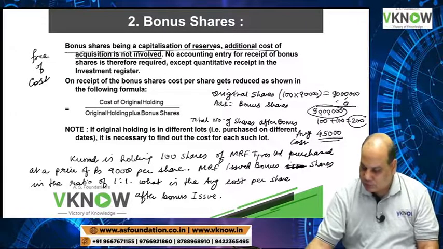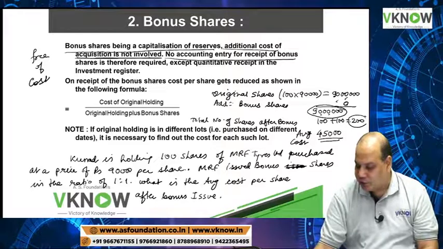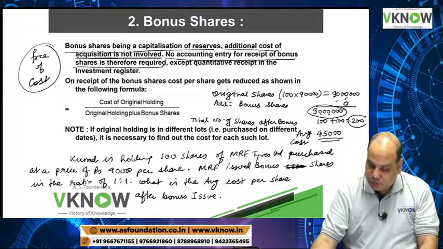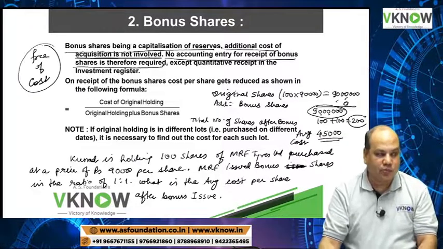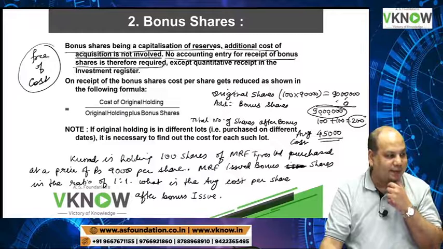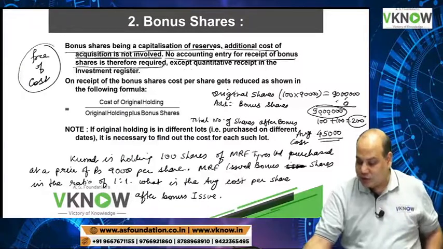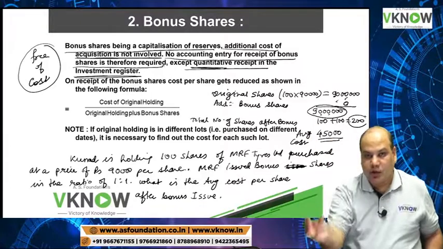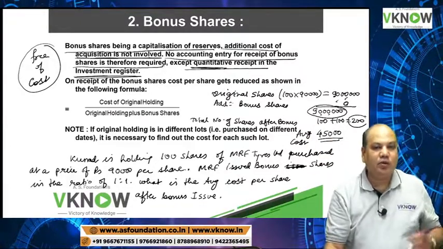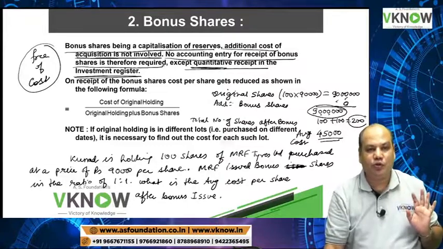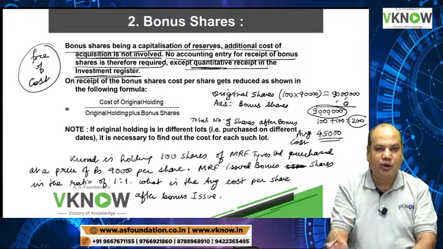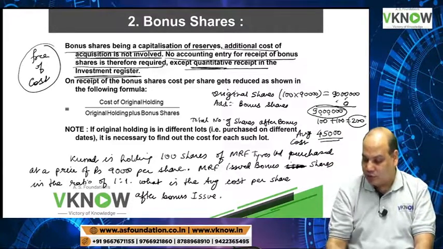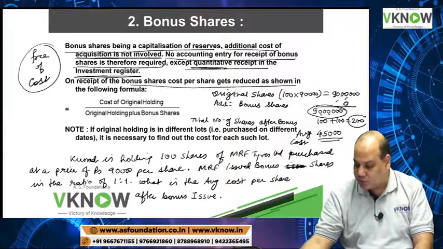It is free of cost. No accounting entry for receipt of bonus share is required. So you don't have to pass a journal entry, but only the number of shares will increase because there is no consideration paid. So in the number column I will add bonus share, but in the amount column I will keep 0. When you prepare the investment account, in the number column you write bonus share, in the amount column you write 0. So what will happen to the cost per share?